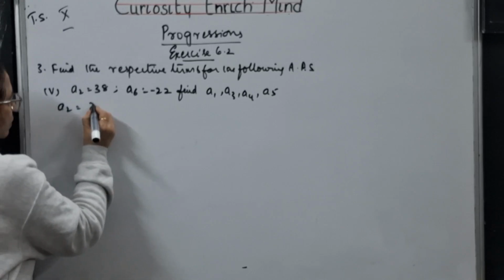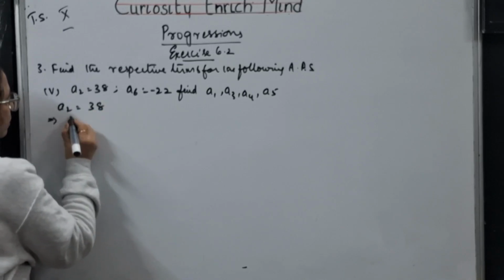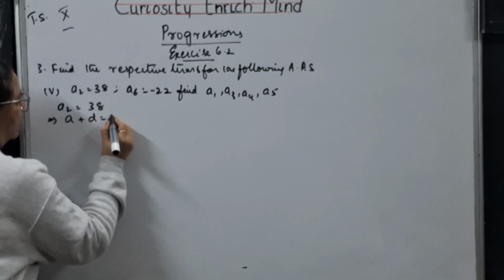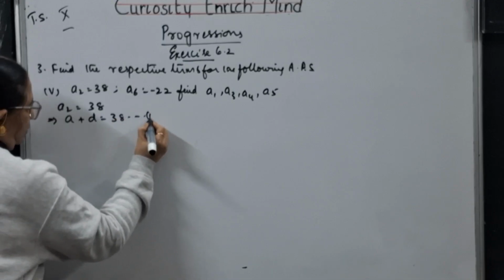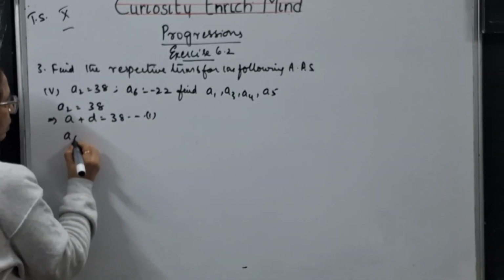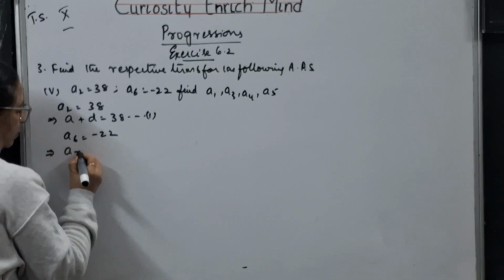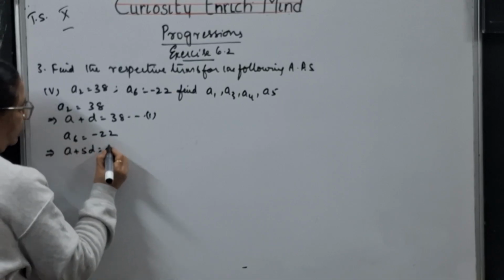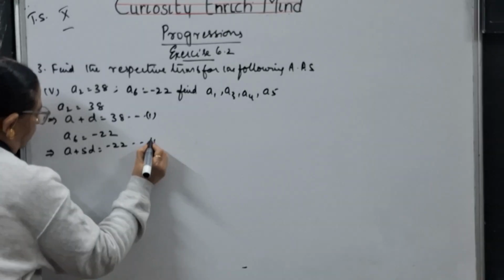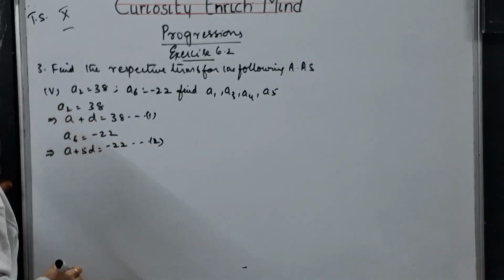So A2 is 38. What does this imply? A plus D is equal to 38. Take it as the first equation. A6 is -22. This implies A plus 5D is -22. This is the second equation.